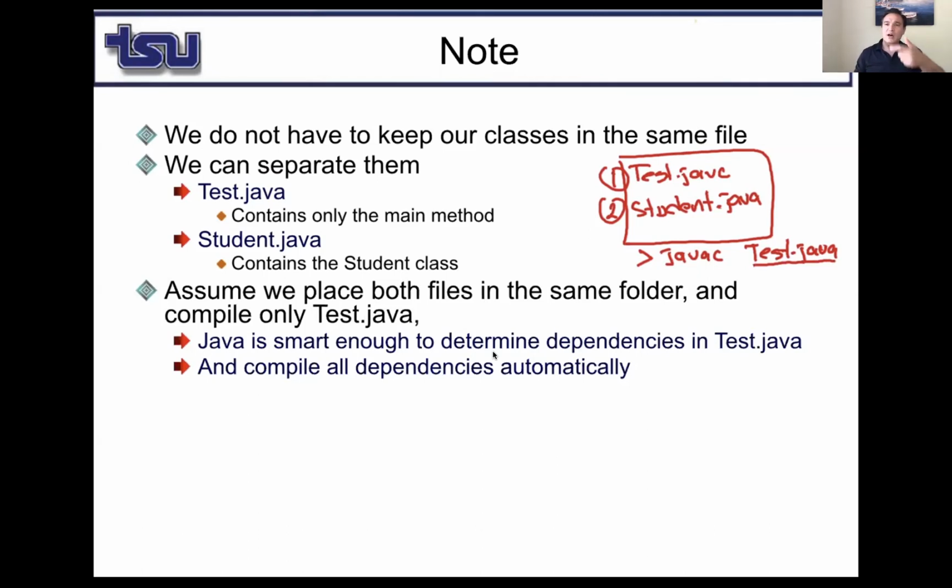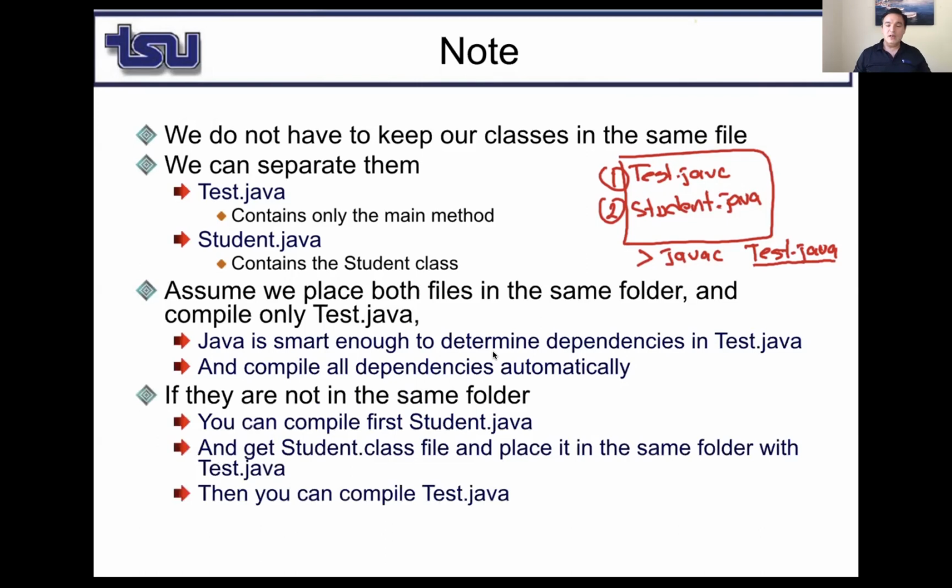Well, Java is smart in the sense that when I compile test.java, within the main method, I have student John is equal to new something something. So Java will say, okay, I'm in test.java. However, this person wants to create an object of student class. Do I have such a class in the same file? No. Then it will look for a file named student.java. If there is a file named student.java in the same folder, it will also compile that one for you implicitly. And then it will create the student.class file for you.